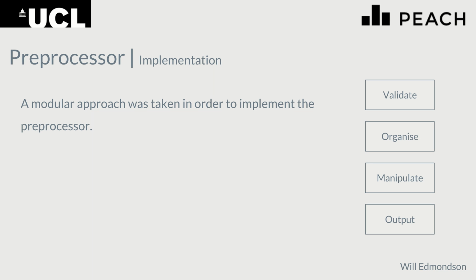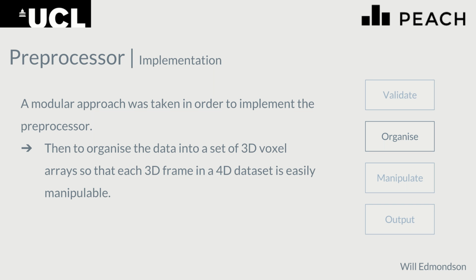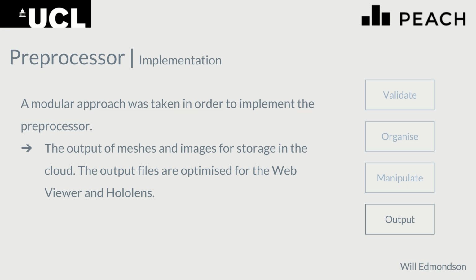A modular approach was taken in order to implement the preprocessor, first to validate the input and fail fast on incorrect file types or modalities, and then to organize the data into a set of 3D voxel arrays pertaining to a 4D dataset so that it's manipulable. Then transforming the data so that it is most useful, including morphological operations and segmentation techniques. And then outputting the data so that HoloLens can create usable holograms.